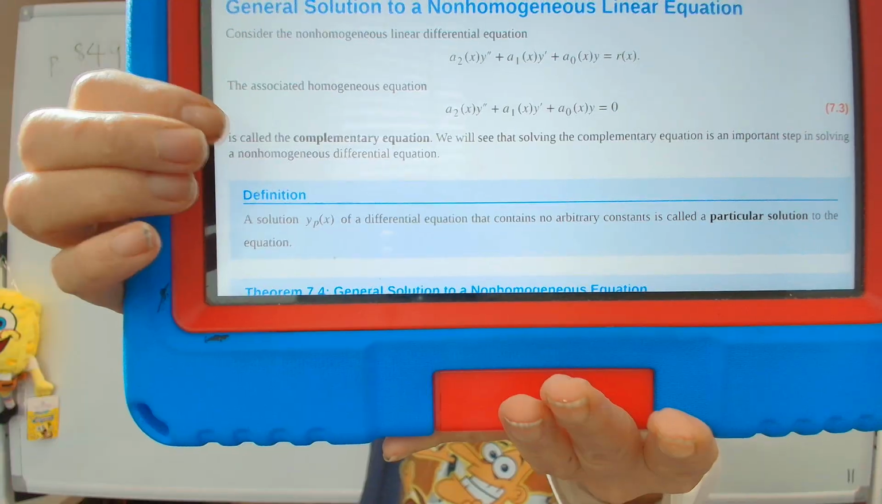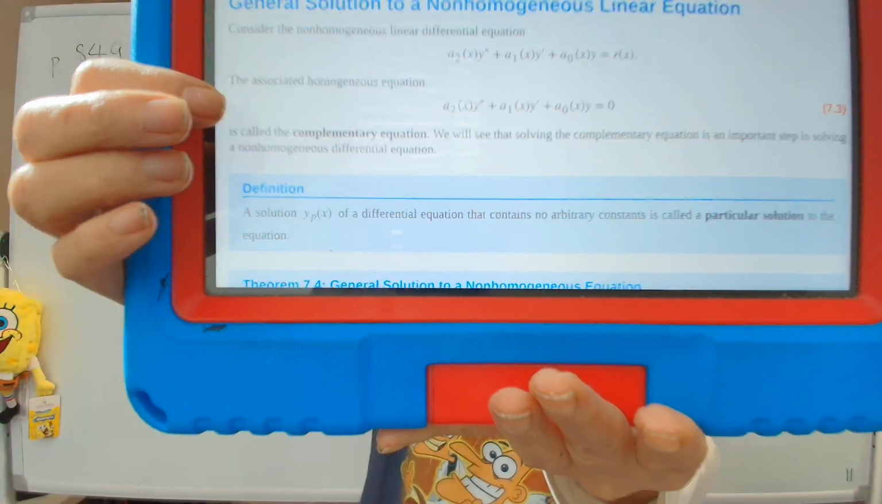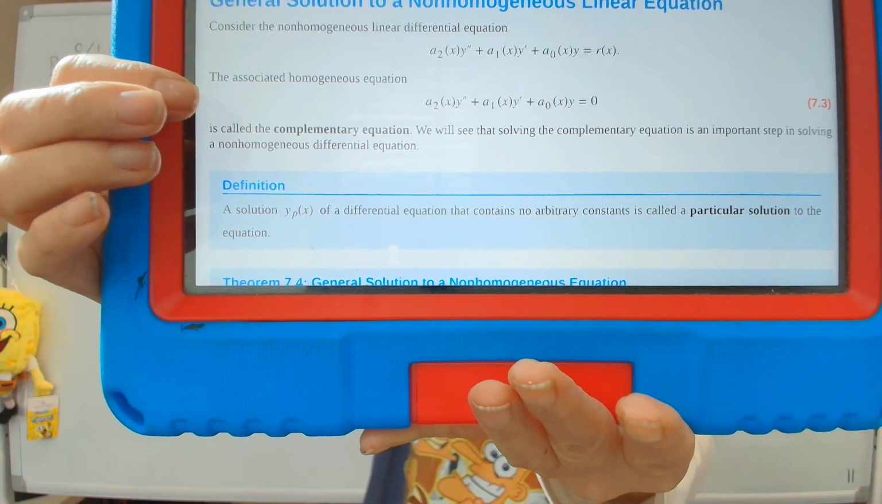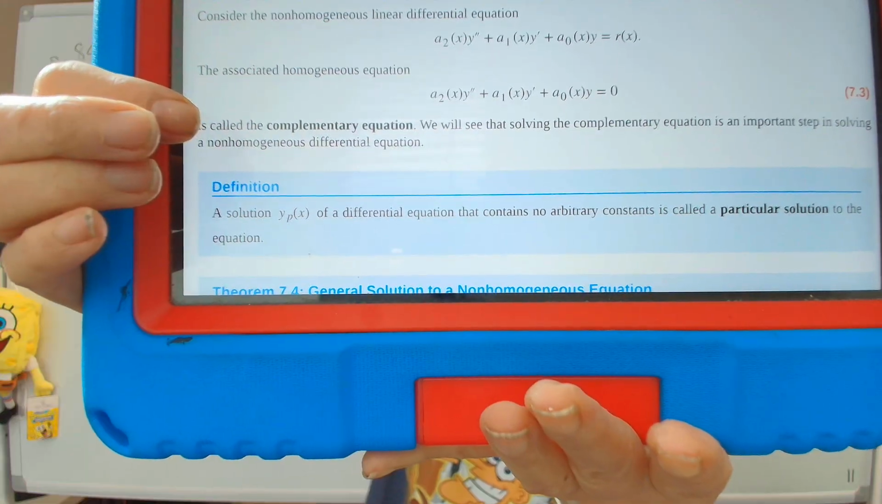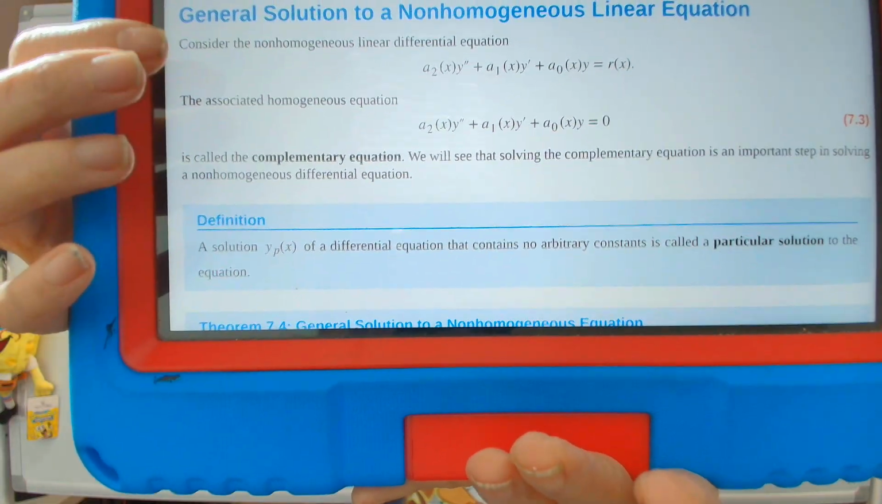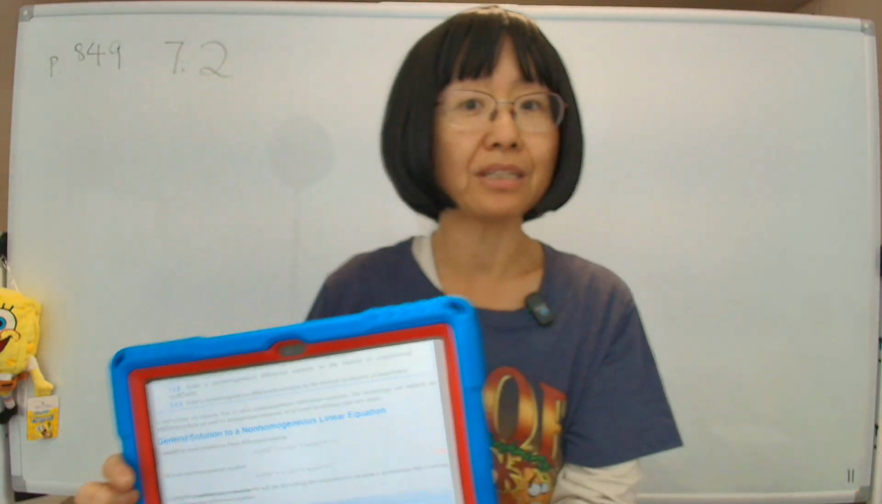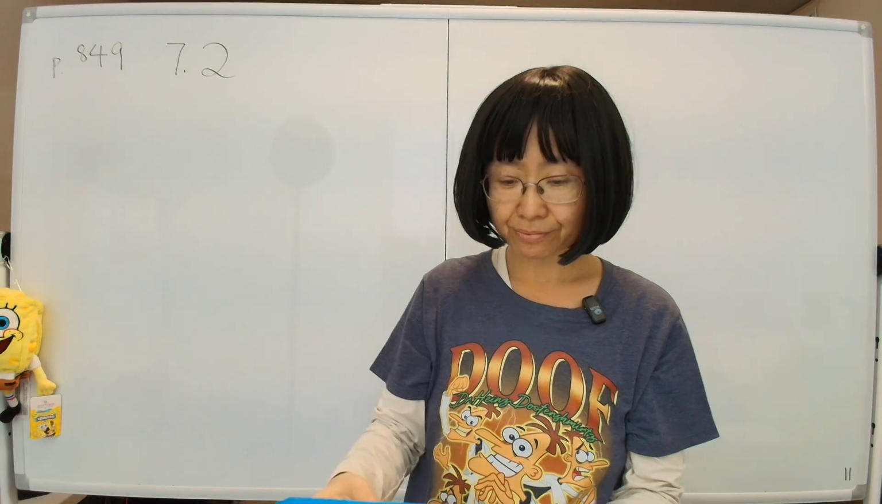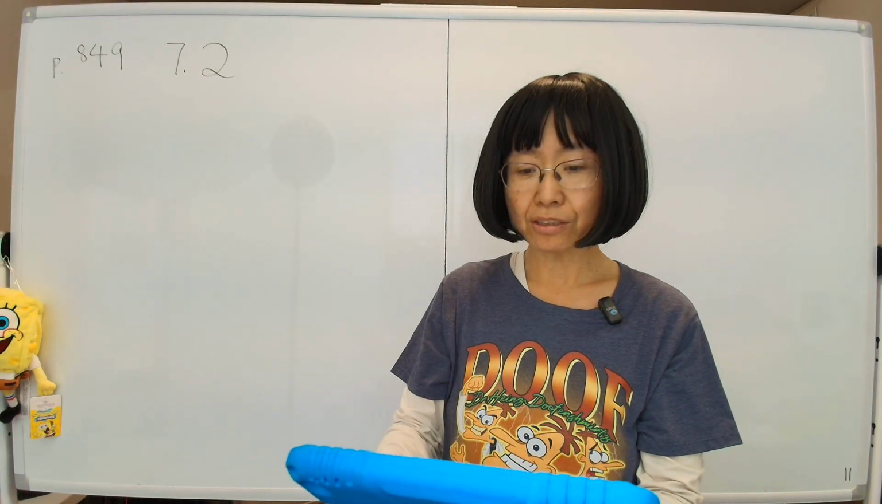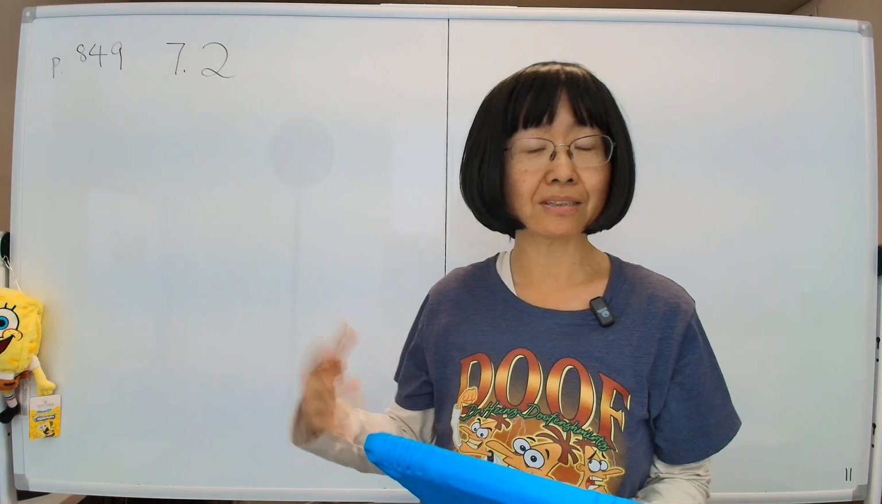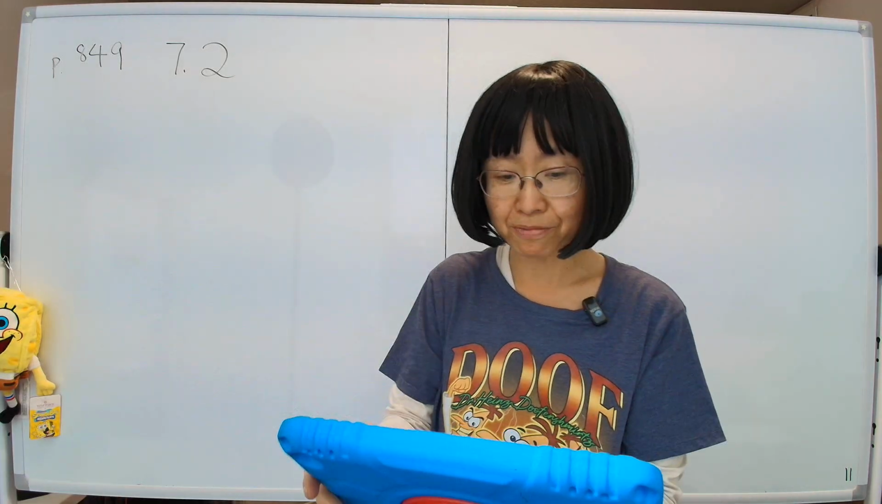In that case, the one that equals 0, we'll give it a name. We'll call it the complementary equation. It's complementary to this thing, okay? So that's the easy part, which we learned how to do in the previous section. So how are we going to solve the more difficult one, where it doesn't equal 0 anymore and equals some function of x?